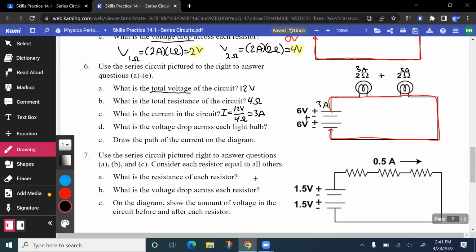Okay, what is the voltage drop across each bulb? Well, they're the same resistance, so I need to calculate this once. Voltage equals I times R, so it's going to be my 3 amps times my 2 ohms equals 6 volts.